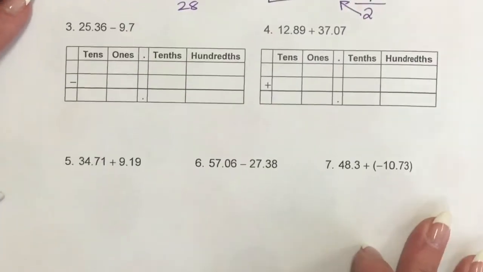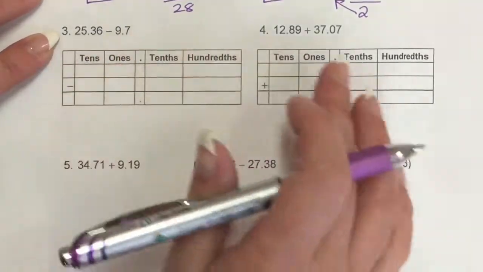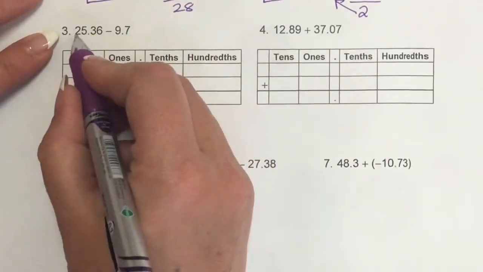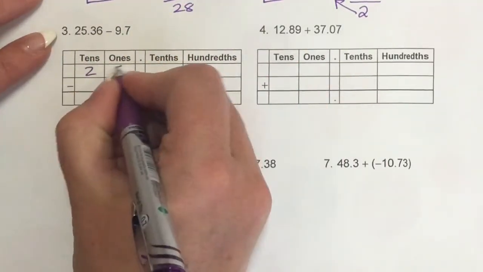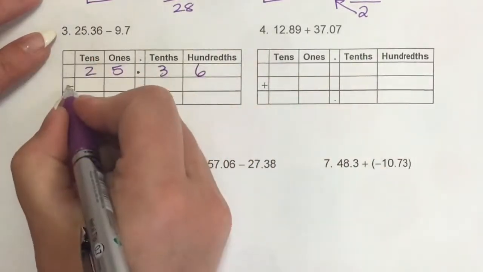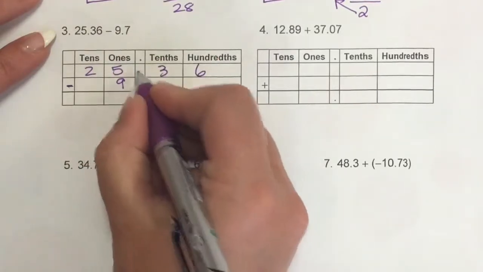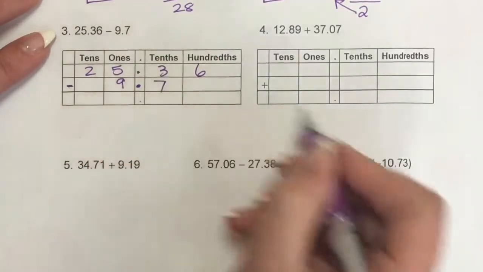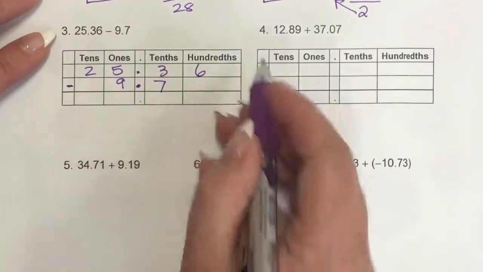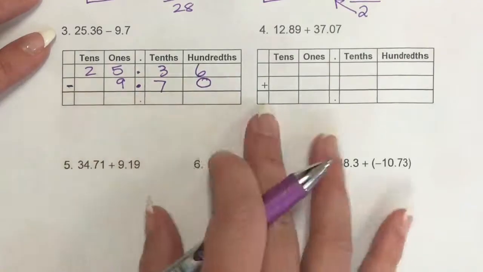Okay, on to problem number 3 and 4. So we're doing subtraction. This is the tens and ones, so 25.36 subtracted by 9.7. So the 9 goes in the ones place. Remember, we're lining up those decimals, 9.7. There's nothing here, so we need to add a 0. Okay, and now we're just going to subtract.